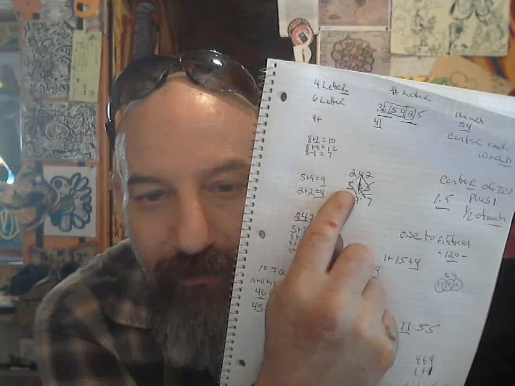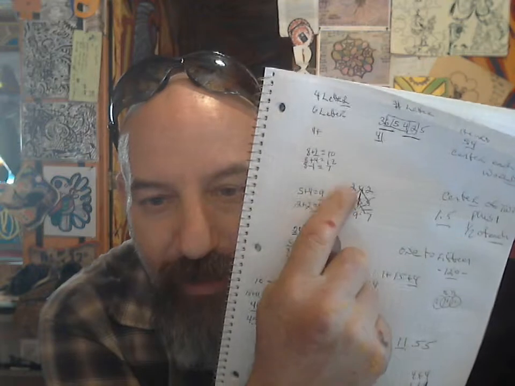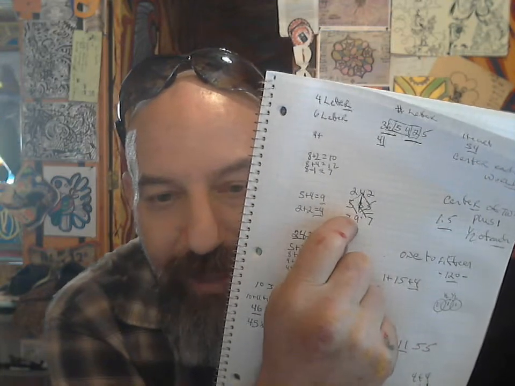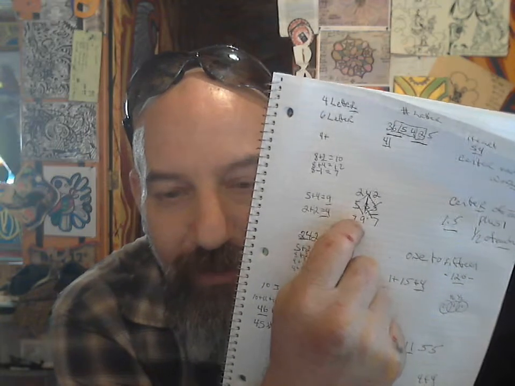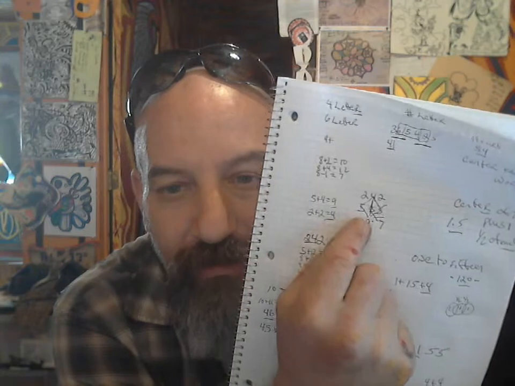2 and 5. 4 and 3. 2 and 5. A line, a line, a line. But this one is the in-between line. We don't need to count the in-between. We already know what's in between. So we're counting the outsides. Just counting the outsides. So we count the outside.